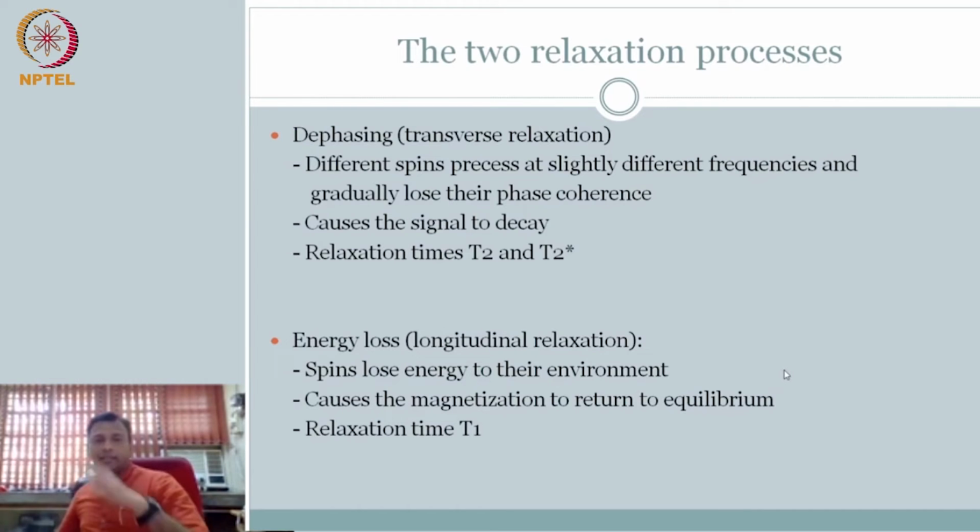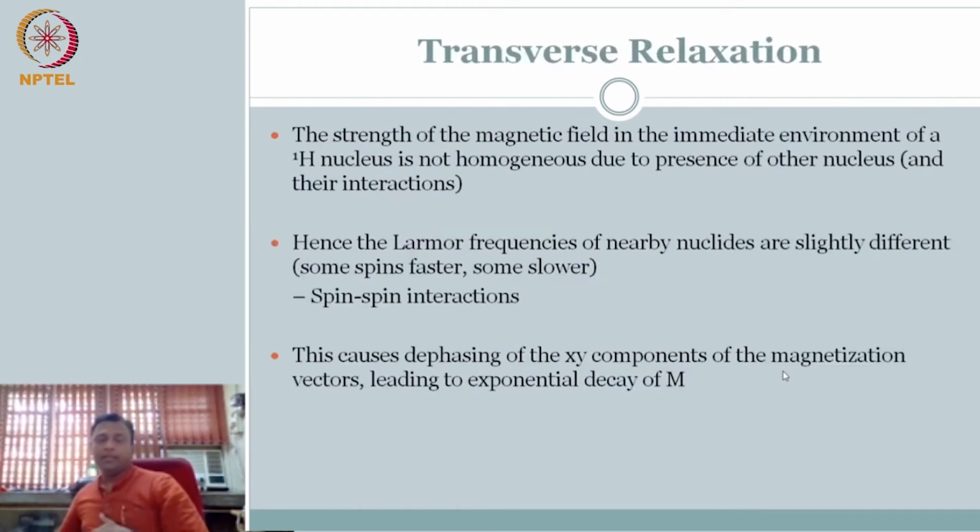So let's start with the T2, the dephasing part, right? Transverse relaxation. The strength of the magnetic field in the immediate environment is different. That's what I told you, because it is not homogeneous. There are small differences in the surroundings of each of the nuclei, and therefore the spin-spin interactions make some spins slightly fast, some slightly slow, and therefore there is dephasing. With time, all of them become out of phase. When they become out of phase, signal coherence is lost, so signal goes down.